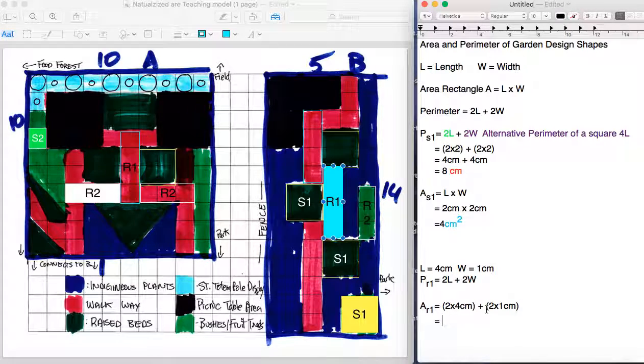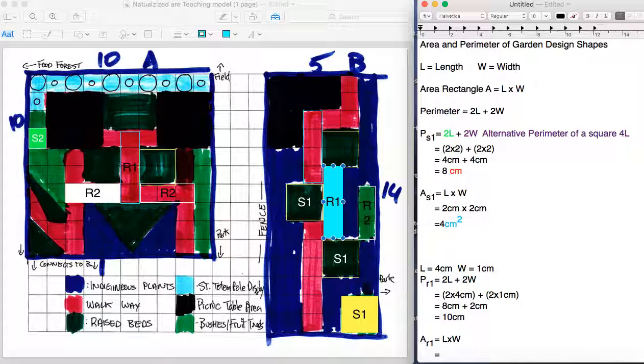Order of ops. What do I do first? Brackets. 2 times 4 is going to give me 8 centimeters. Plus 2 times 1 gives me 2 centimeters. Do you guys see what I did wrong there? I was doing that under the wrong formula, which won't work. There we go. Now I have 8 plus 2. That's 10 centimeters. Is it going to be squared? No, because this is a distance I walk around.